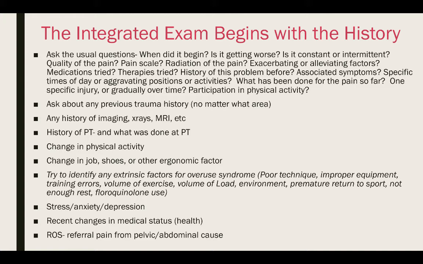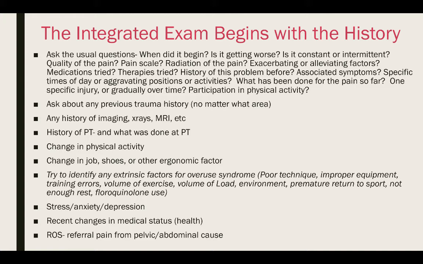The integrated exam always begins with a history. So you have your questions that you ask just as you would always ask your questions previously. Adding a little bit more questions about, are you participating in any physical activity? And then you want to know if they've had any previous trauma, no matter what area. Because remember, even though they're having hip pain now, a severe ankle sprain can be significant. A significant knee injury can be very significant. So you always want to get a trauma history.